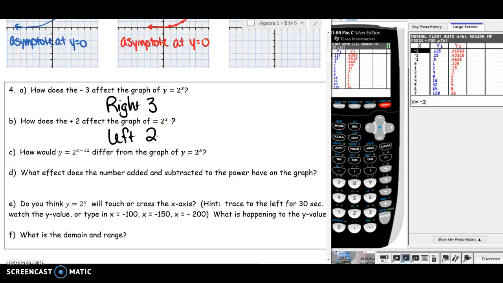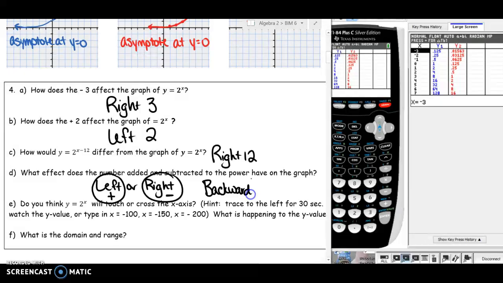So what do you think minus 12 in the exponent would do? Any guesses? Right, 12. So what effect does the number added and subtracted to the power up in the exponent have? It moves the graph left or right. And you may want to include with left that plus is going to move it to the left and minus is going to move it to the right. So notice that it's backwards, just like side-to-side movement has been for every single type of function that we have graphed.